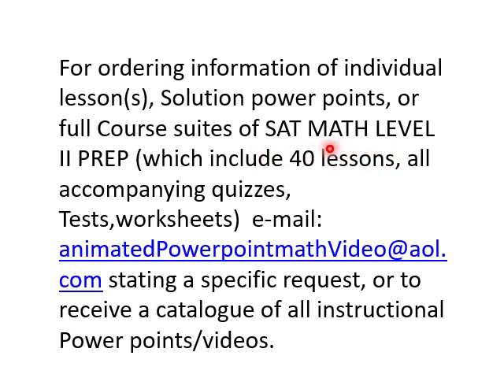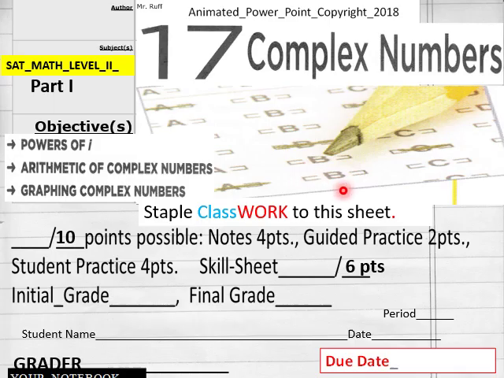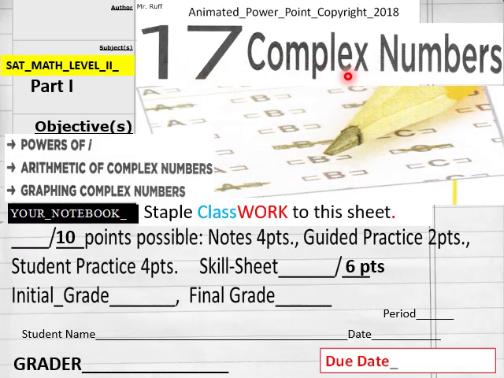Hello everybody, we're getting ready to do section 17 of SAT Math Level 2 preparation. And 17 is complex numbers. You've got 10 points in your notebook guide, have that out. We go through powers of i, arithmetic of complex numbers, and graphing complex numbers.